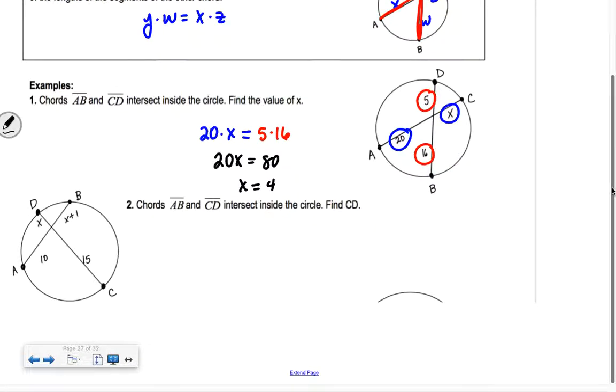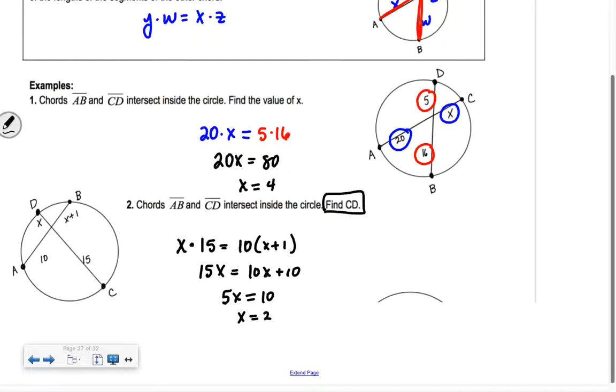All right, so this next one, so we have X times what number? 15 equals 10 times X plus 1. So we get 15X equals 10X plus 10. So we get 5X equals 10, so X is 2. Yep, perfect. Now be careful, this says find CD though, so what's CD? 17, because it's 2 plus 15, right? All right, perfect. You guys understand that one? That's pretty easy, isn't it?